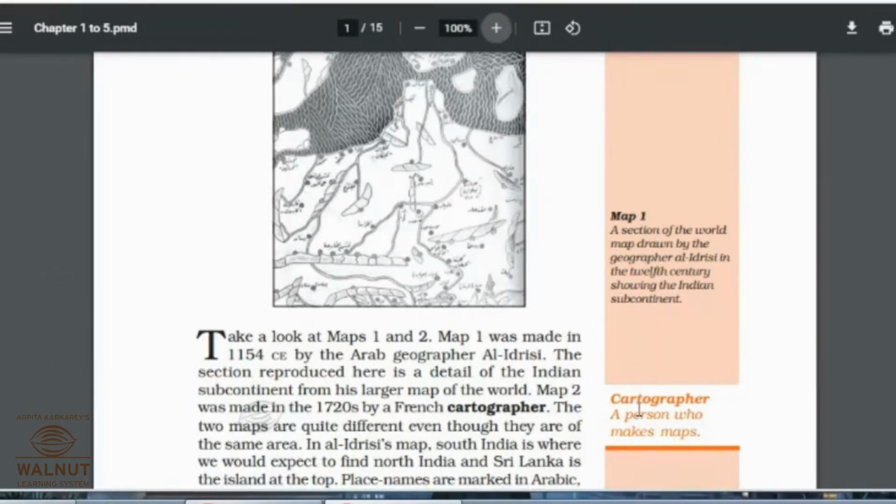Now what is a cartographer? The meaning is given here. A person who makes maps. Okay. So he is called a cartographer. The two maps are quite different even though they are of the same area. In Al-Idrisi's map, South India is where we would expect to find North India, and Sri Lanka is the island at the top. So you can see the map.